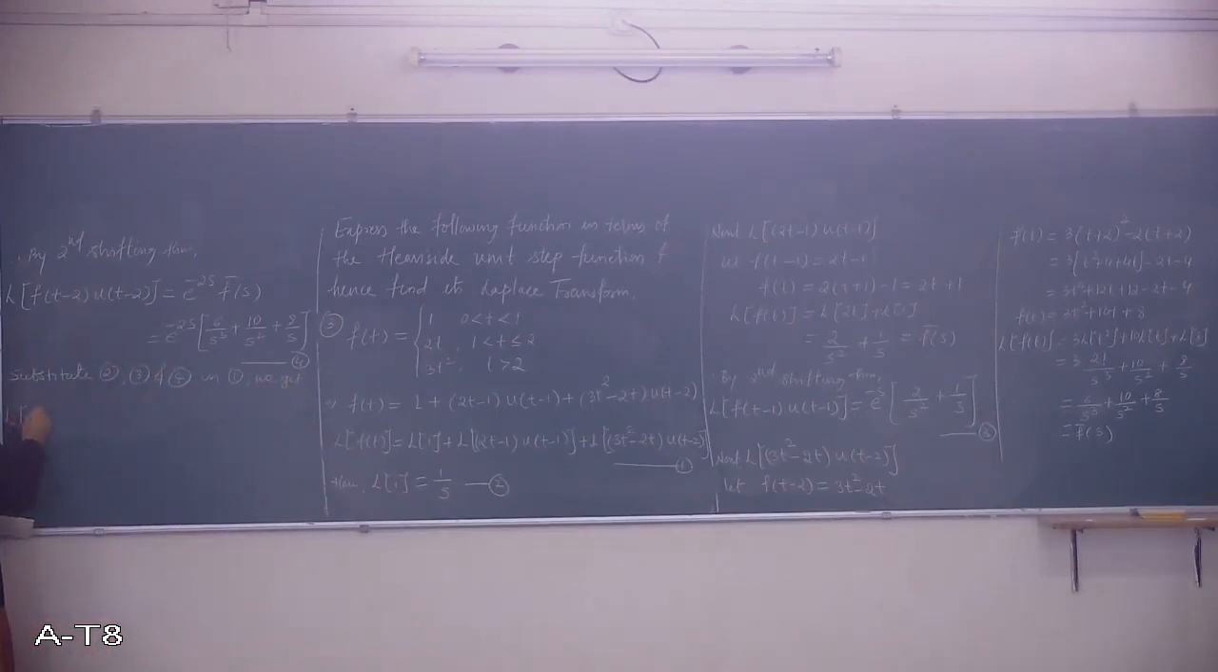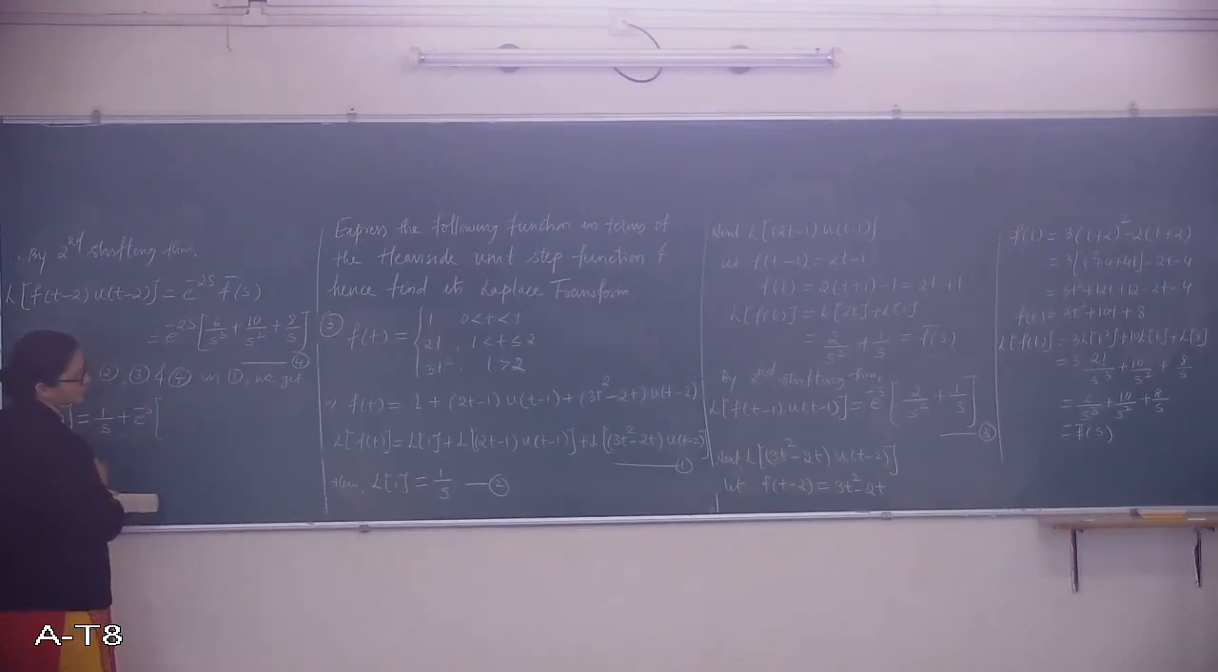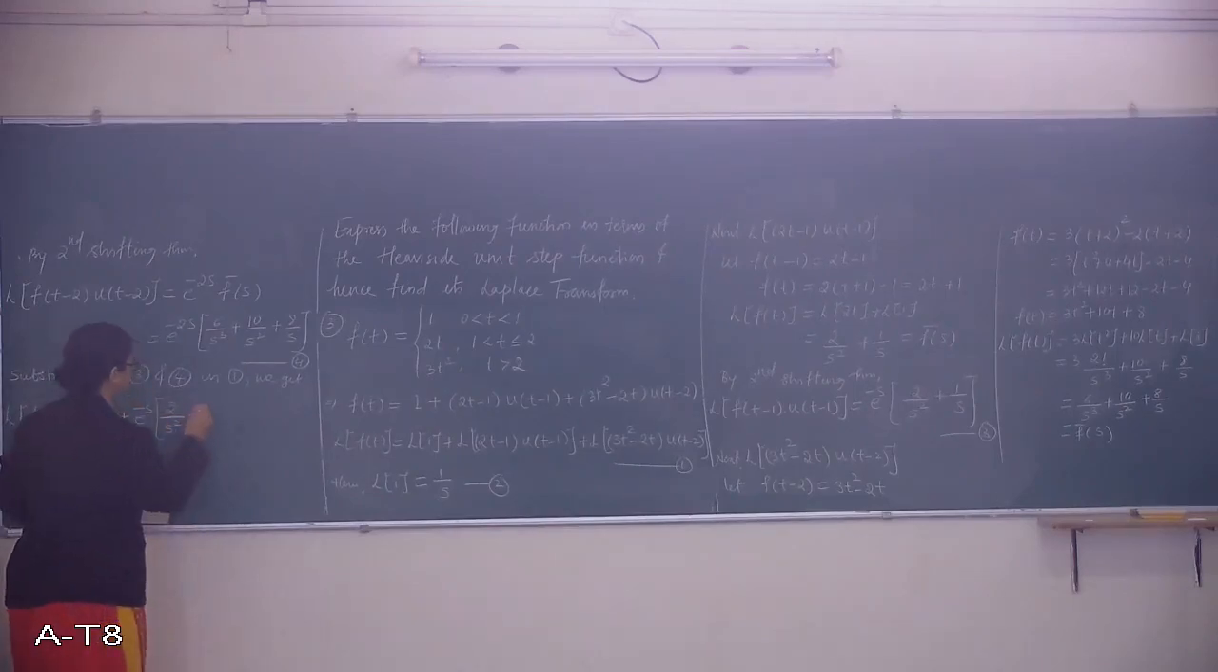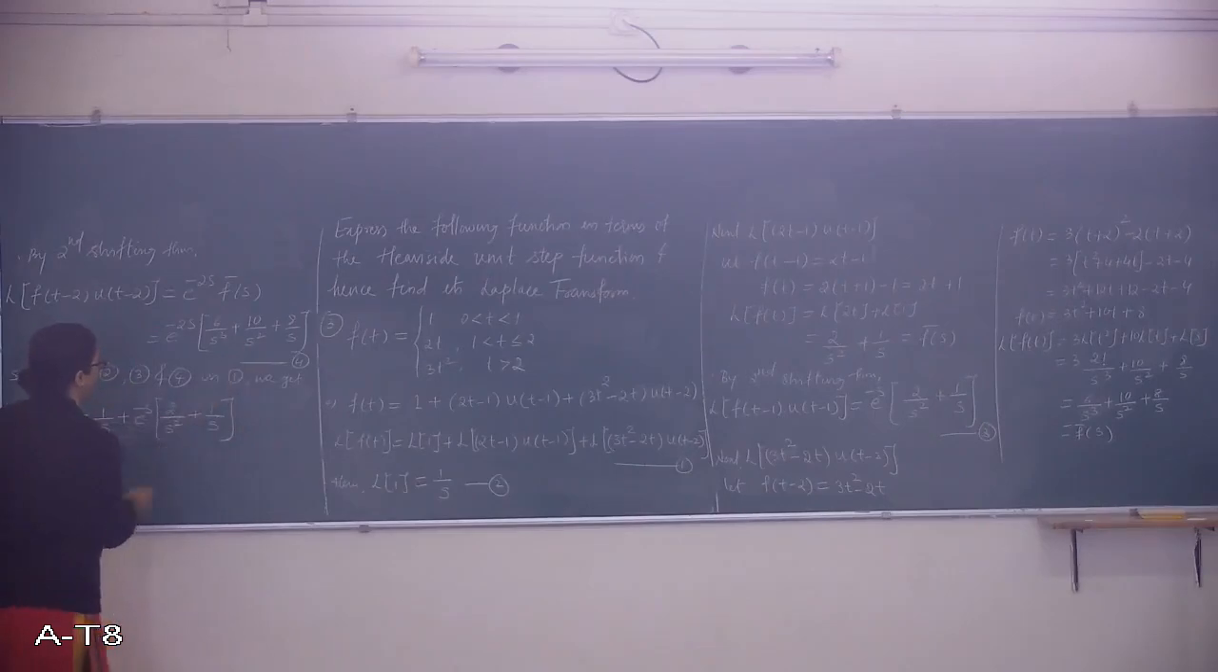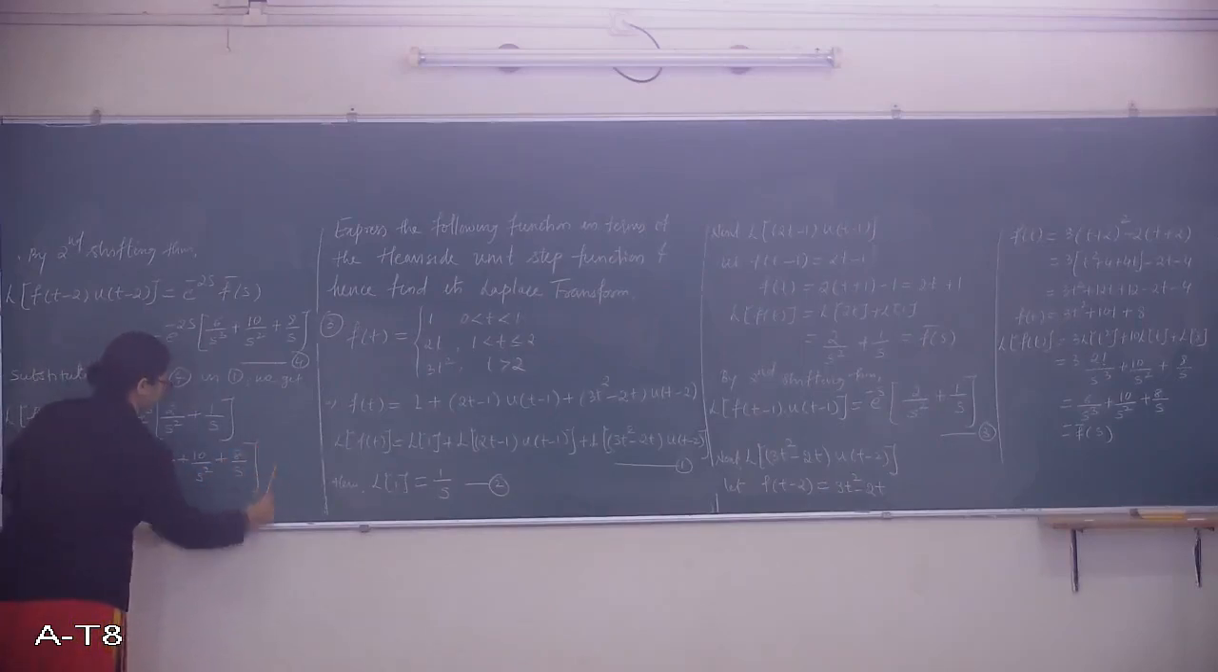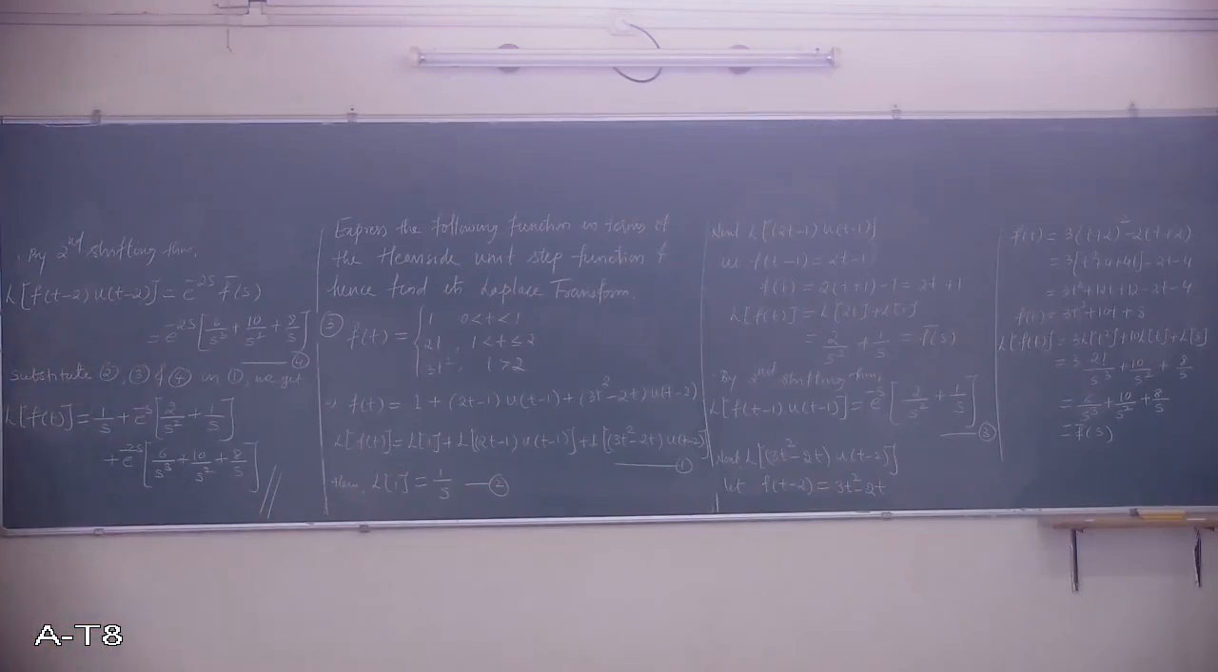Laplace transform of given function f of t is equals to 1 by s, plus second result is e to the power minus s into the bracket 2 upon s square plus 1 by s, and third result, last result, plus e to the power minus 2s into the bracket 6 by s cube plus 10 upon s square plus 8 by s. So this is the required solution.